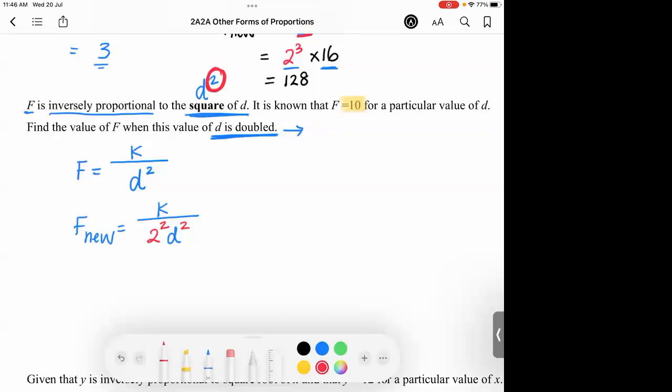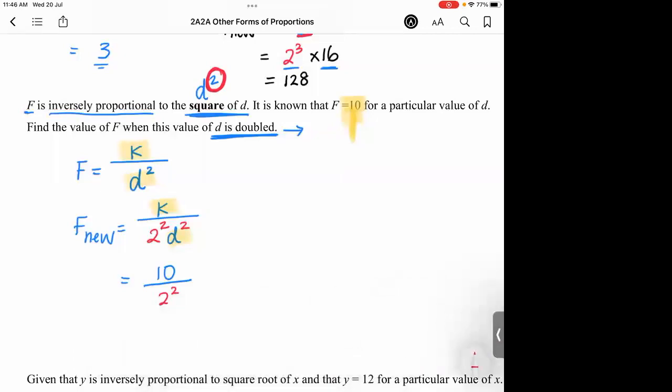Yes, is it okay? Right, so we must square the 2, square the D. Next slide, I think. What number do I have? They tell me F equals the number 10. 10 is K and D squared, so K over D squared becomes the number 10. So now I take 10. The 2 squared is in the denominator, right? Divide by 2 squared. So 10 divided by 4. The answer will be 2.5.